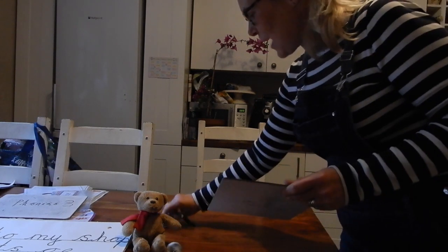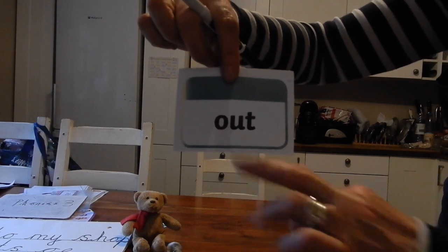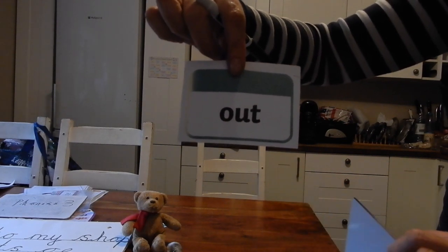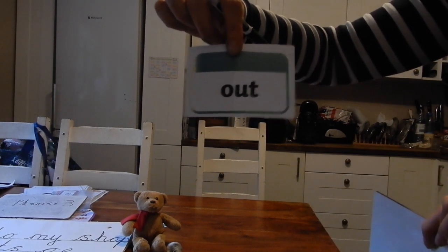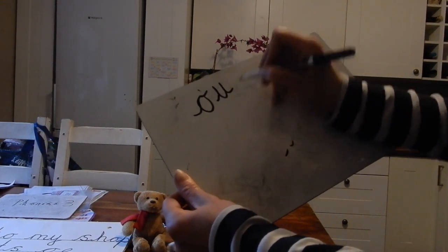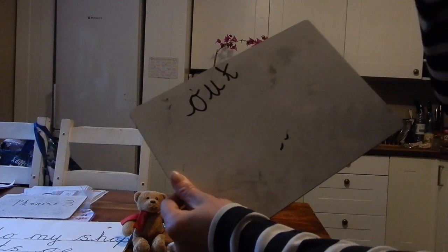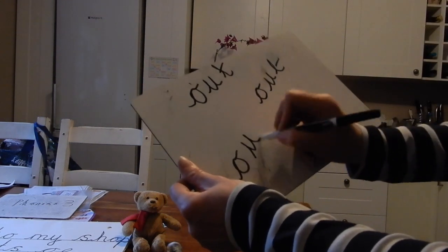Okay, let's look at out. Here is out. Remember that O and U is going to be an ow sound you become more familiar with as you get older. So ow and then T is helping you. O and U making the ow sound and T is helping you. So I'm going to write it on my board. O and U making the ow sound and T on the end. And then I'm going to cover my board in out. Out. I wonder how many you can write.